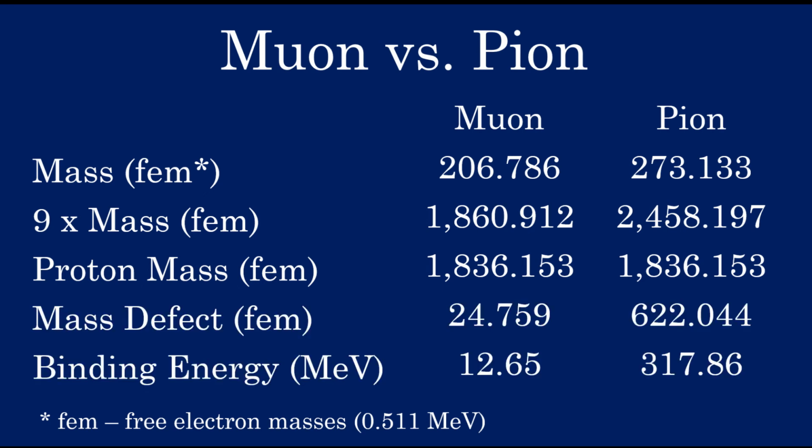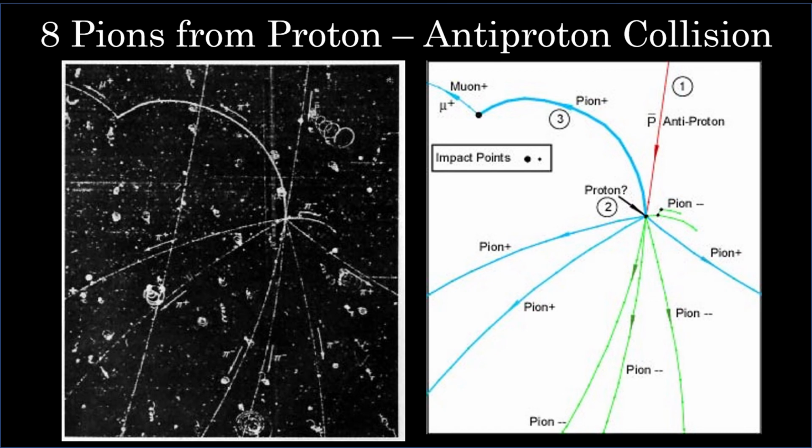However, with a larger mass, the pions require a larger mass defect to make the proton mass, meaning they would be more tightly bound within the proton than the muons. Also, when protons collide with other particles, they often appear to break up into several positive and negative pions.